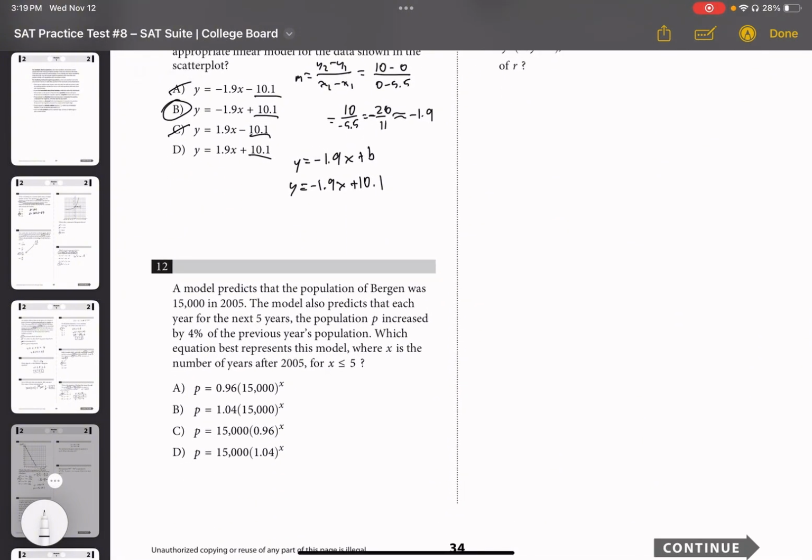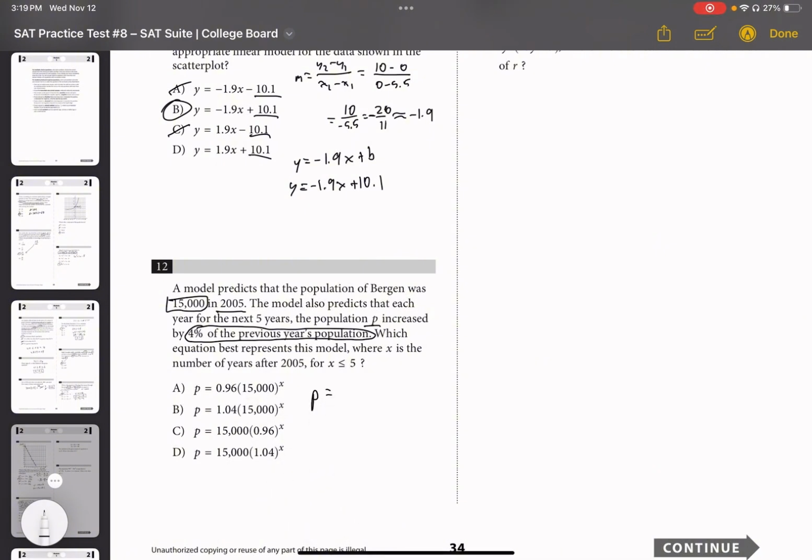Question 12, a model predicts that the population of Bergen was 15,000 in 2005. The model also predicts that each year for the next 5 years, the population P increases by 4% of the previous year's population. Which equation best represents this model, where x is the number of years after 2005? Okay, remember, our constant needs to be the amount we get when the year is 0, not our base.